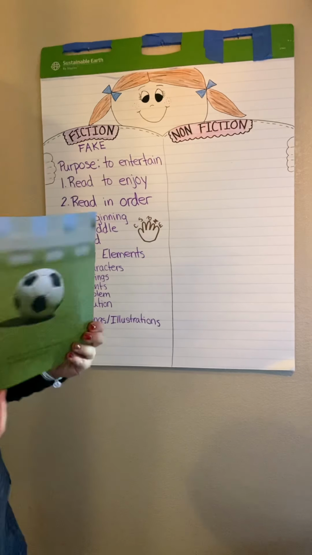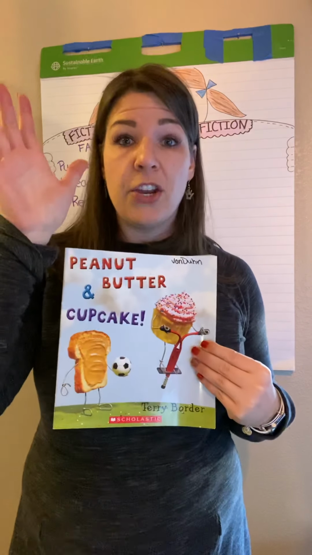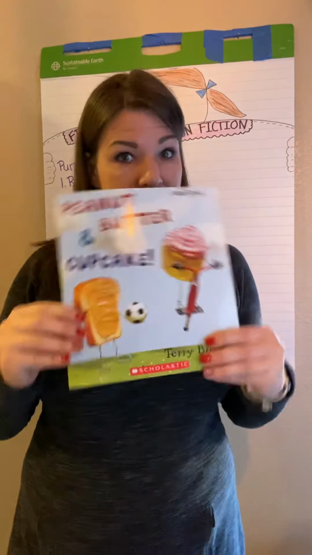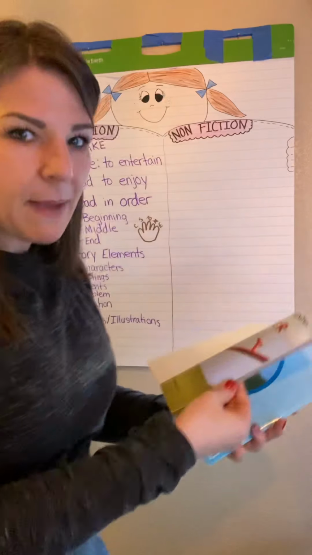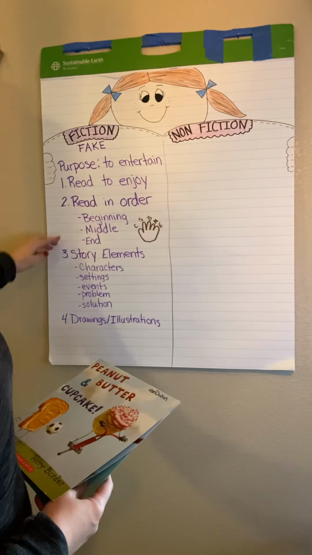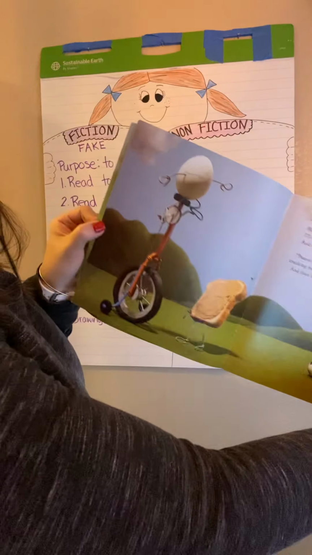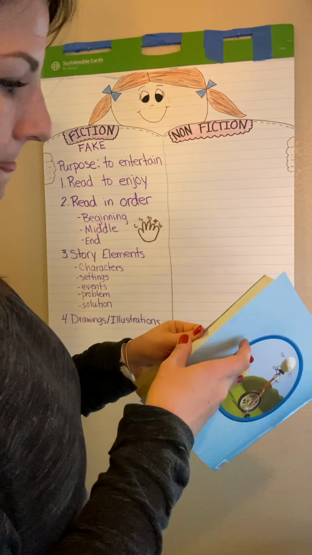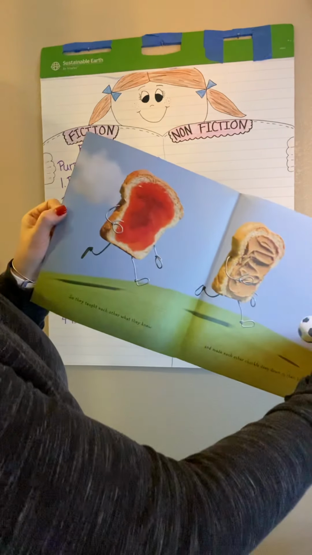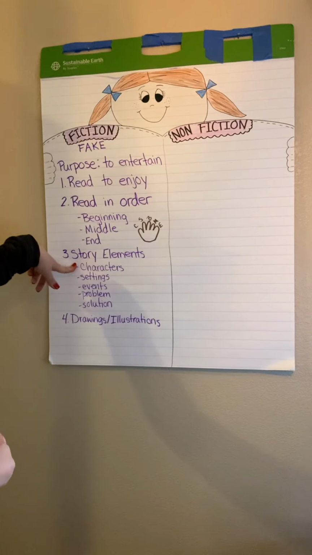So the purpose is to entertain. We read it to enjoy, and you have to read these stories in order, because when you're reading it, you have your beginning, middle, and end, okay? So you need to read it in order. You always start on the first page, then you read the next page, and that gives you the whole story, the beginning, the middle, and the end. It also has story elements. There are characters. So in this story, some of our characters are egg, peanut butter, soup, jelly, okay? There are different characters in fiction books.